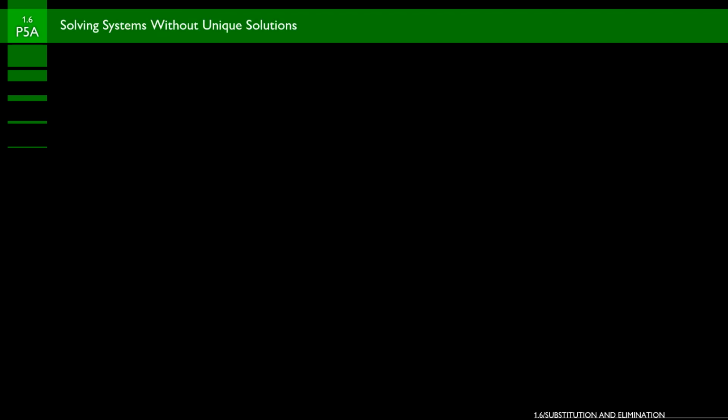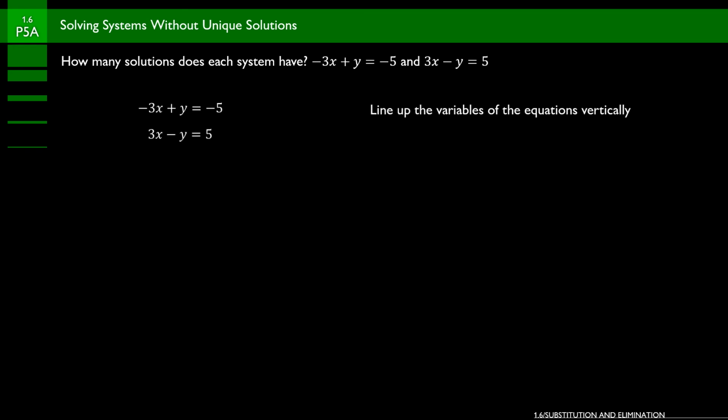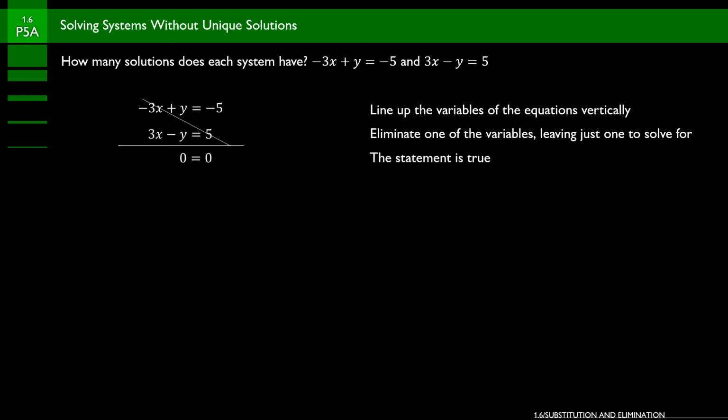Again, on this next problem, I want to figure out how many solutions this system has. So I'm going to line up my two equations, negative 3x plus y equals negative 5, and 3x minus y equals 5. And I'm going to stack them vertically again. Now I've got negative 3x plus 3x, so I'm left with 0. Y minus y, so I'm left with 0. Again, the entire left side is now 0. Go over to the right side. Negative 5 plus 5 is 0. So now I'm left with the statement 0 equals 0.